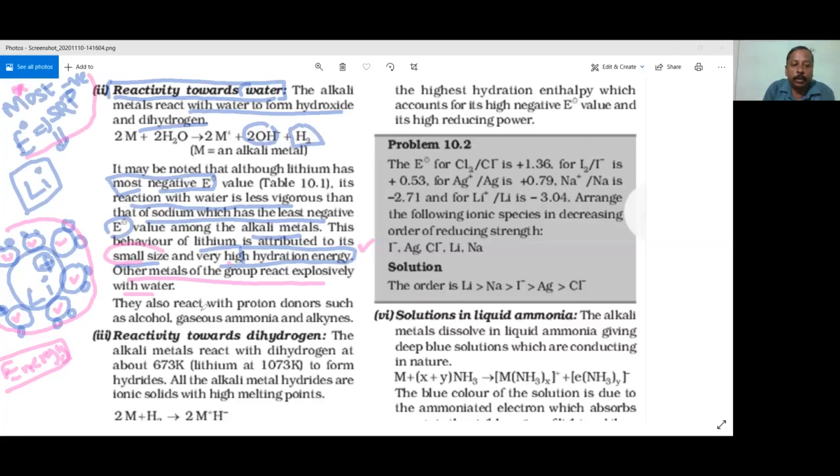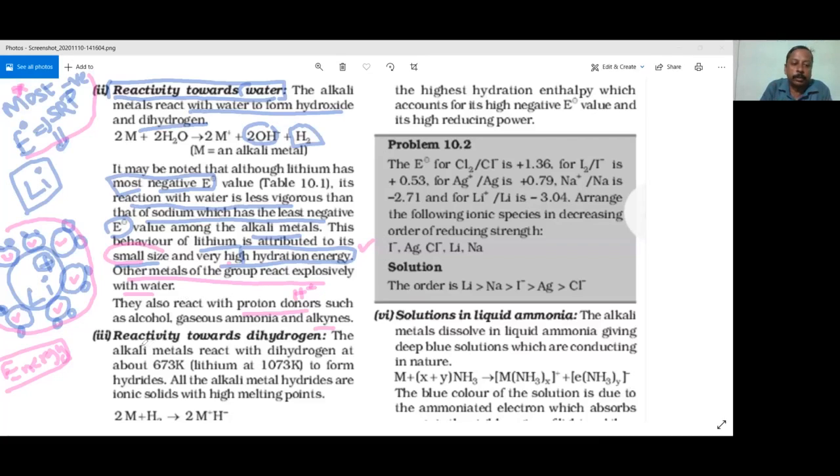Then they also react with proton donors. Proton means H plus. Such as alcohol, gaseous ammonia, and alkynes. So this is the reactivity towards water. You will remember these as short notes, which are going to be very helpful. First, they form hydroxide and hydrogen gas, and lithium has the most negative SRP because of the high hydration energy. All alkali metals react with water explosively except lithium. It is less vigorous than sodium because of the least negative E naught value.